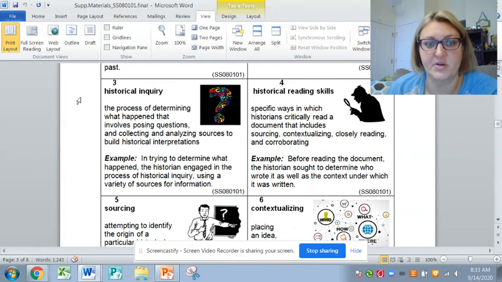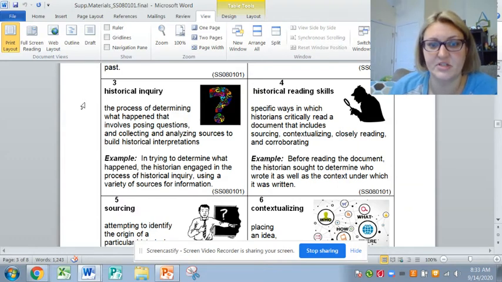Number 3, historical inquiry, the process of determining what happened that involves posing questions and collecting and analyzing sources to build historical interpretations. Example, in trying to determine what happened, the historian engaged in the process of historical inquiry using a variety of sources for information.